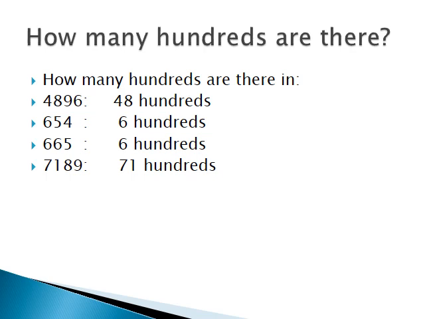And now, how many hundreds are there in 4896? 4800. Stop. So here we have 48 hundreds. While here we have only 6 hundreds. Here also we have 600. While in 7189, 7100. Stop. So here we have 71 hundreds.